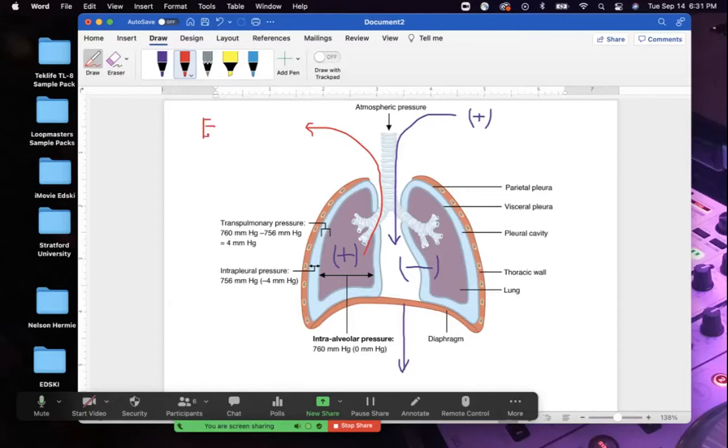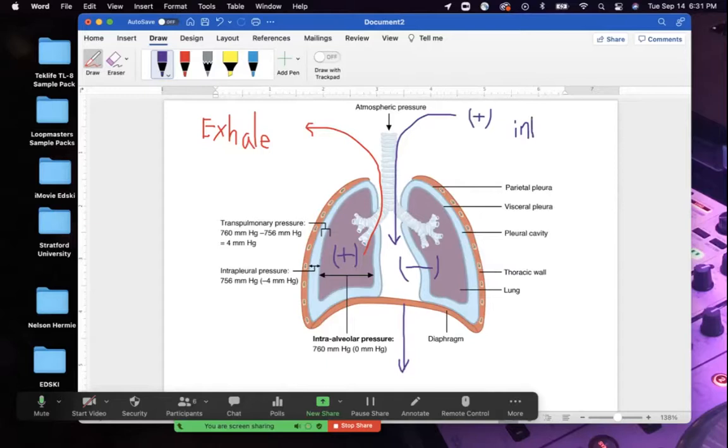Now, geez, writing with a mouse is really ugly. And it's right here. Let's write inhale over here.